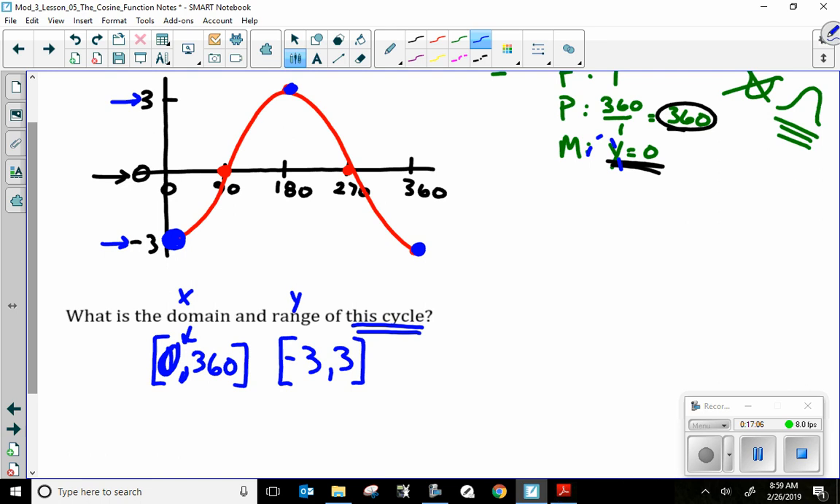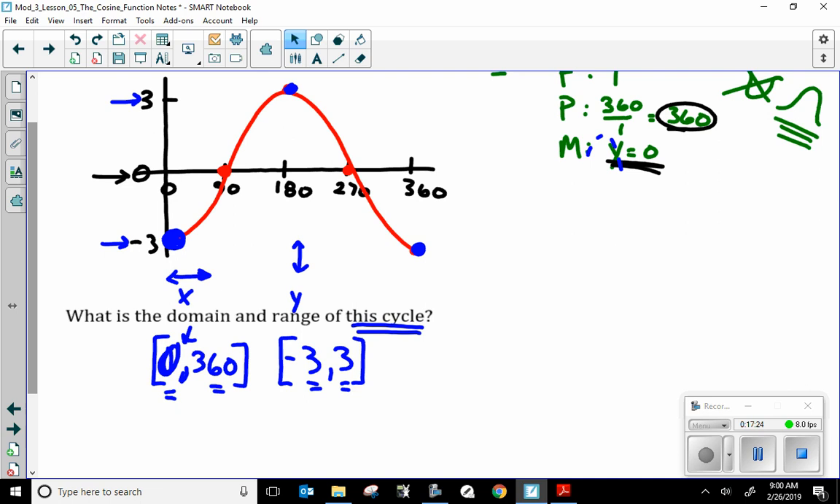It includes those values. So again, my domain is the x value. That's how far left and right I go, and it goes from 0 to 360. My range is my y values. That's how high and low I go. I go from -3 low to +3 high. Just a little follow-up question. And now you know.